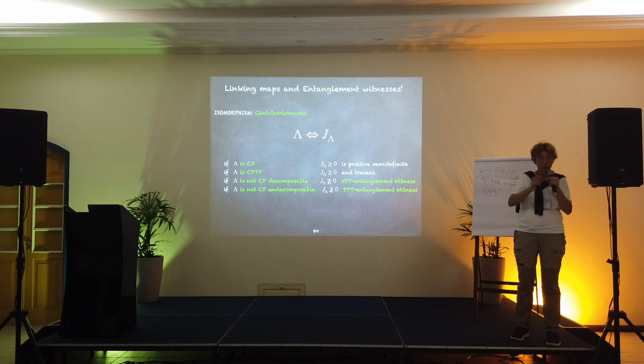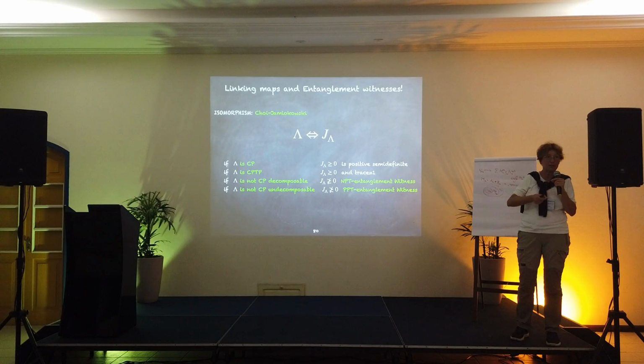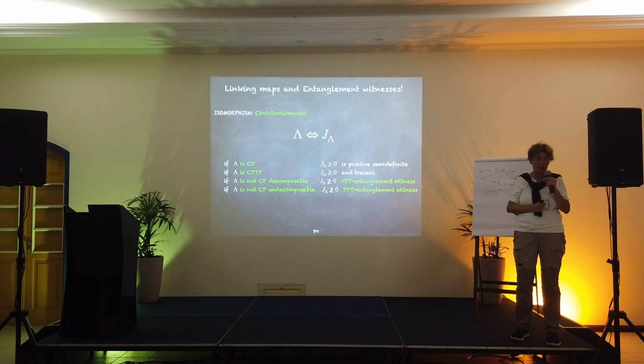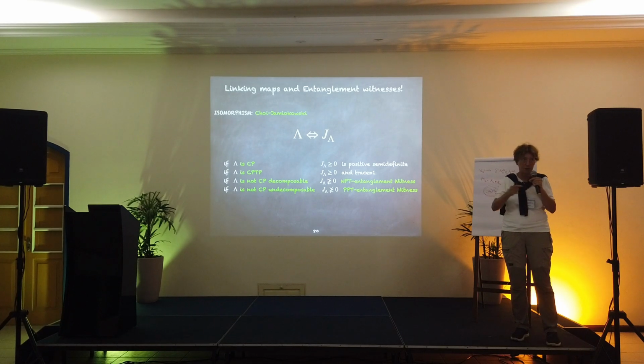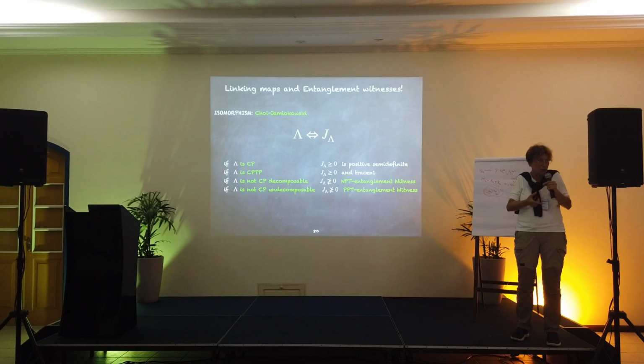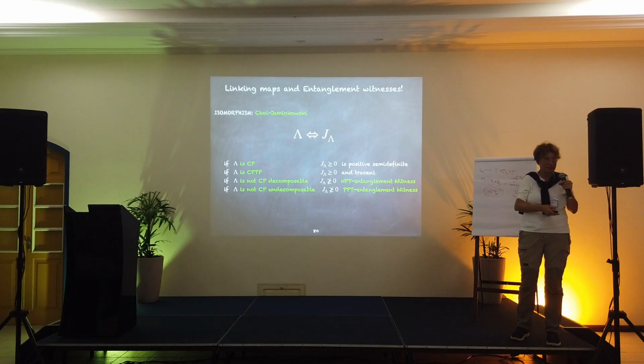Because I told you that, for me personally, the best definition of something being entangled is that there is an entanglement witness that detects it. So the best definition of something being entangled is a mathematical definition, but it's like that: there is a map which is not completely positive, that's it.